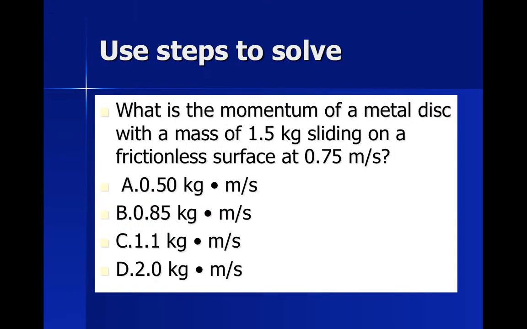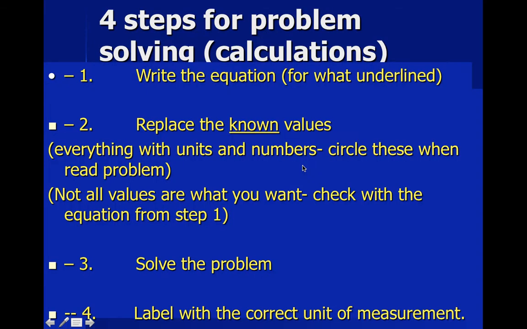There's another one. Now you actually have to solve. When you see numbers as your answer, here's a hint on the MCAS: you better have your calculator and formula sheet ready. You're going to be calculating. So what is the momentum of a metal disc with a mass of 1.5 kilograms sliding on a frictionless surface at 0.75 meters per second? So simply we're going to get that formula, put in the known values, what's given to us, to solve for the unknown, substitute and solve, and make sure you put the units.